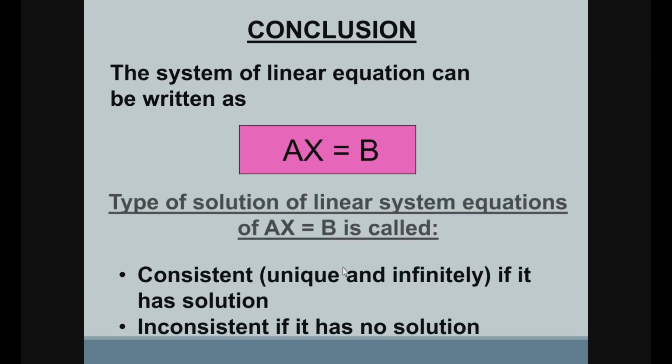So as a conclusion, the system of linear equations can be written as Ax equal to b. Then the type of solution of the linear system Ax equal to b is called consistent or inconsistent. If it is consistent, it has a unique solution or infinitely many solutions. It is inconsistent if it has no solution.